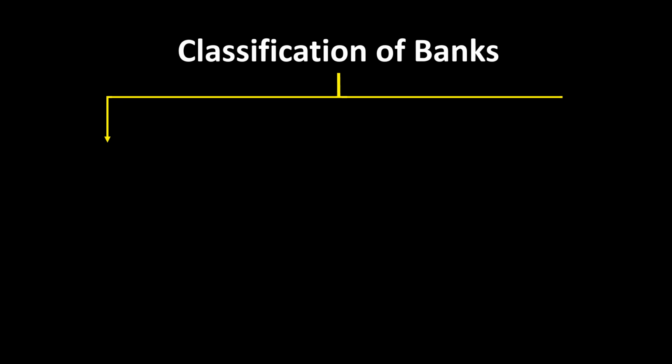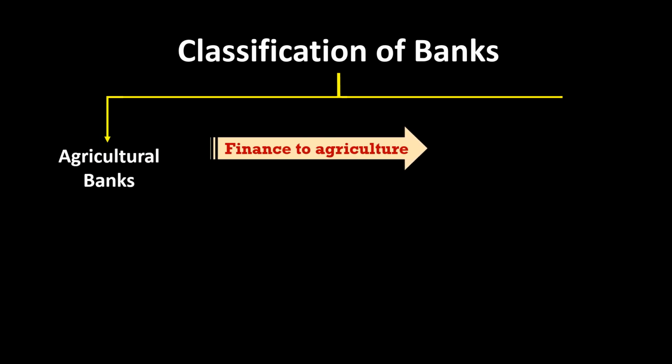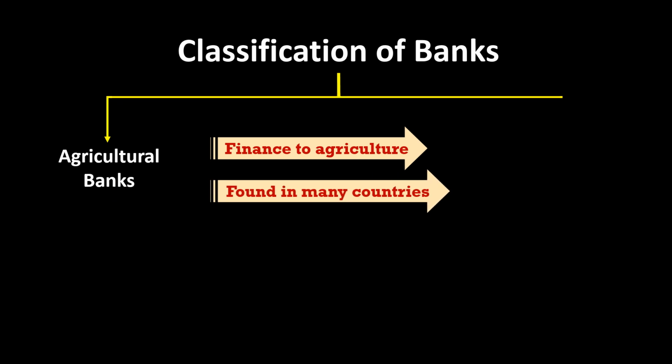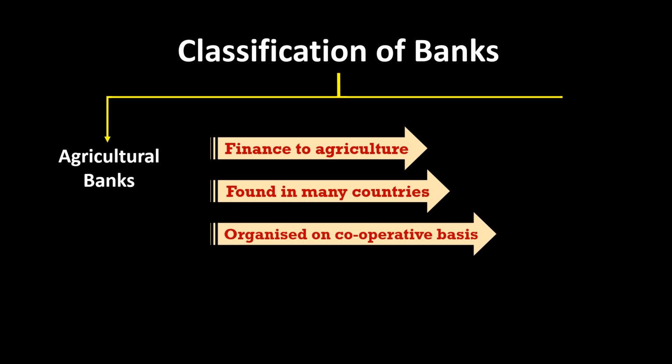The next type is agricultural banks. They are the banks which provide finance to agriculture. Agricultural banks are found in many countries like India, England, Germany, France, USA, etc. In most of the countries, agricultural banks are organized on cooperative basis. In India also, the agricultural banks are organized on cooperative basis.